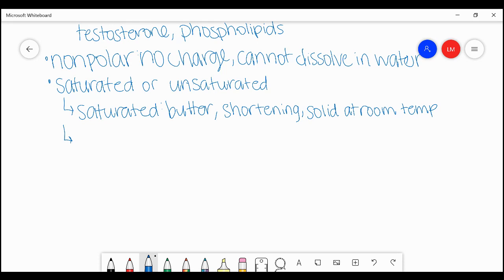They could also be unsaturated. These would be things like oil and other fats that will be liquid at room temperature.